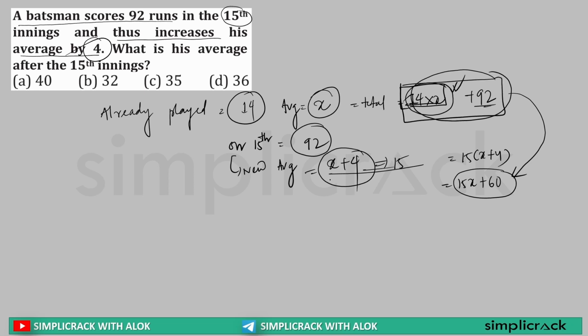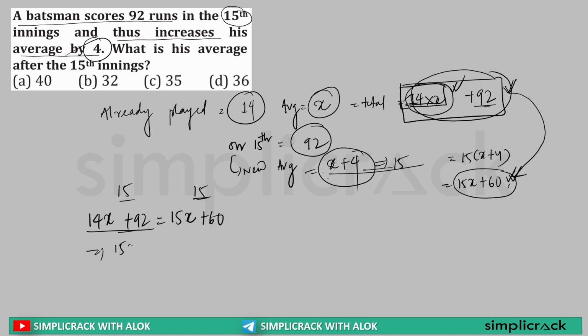But here we also find that the average has increased by 4. So after 15 innings, this total number is 15X plus 60. That means this thing is equal to this thing, because the score will remain the same. The whole calculation will remain the same. So 14X plus 92 is equal to 15X plus 60, because these numbers are equal. This is also the score after 15th innings. Yes or no?